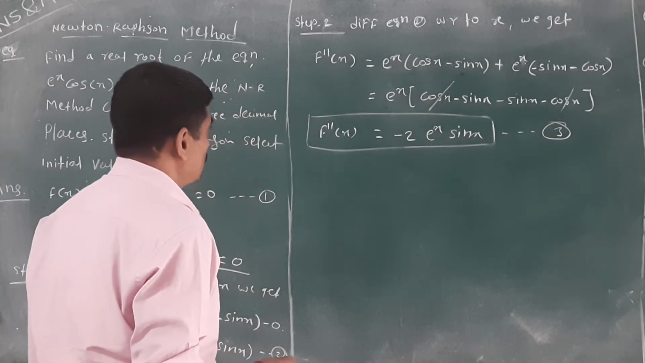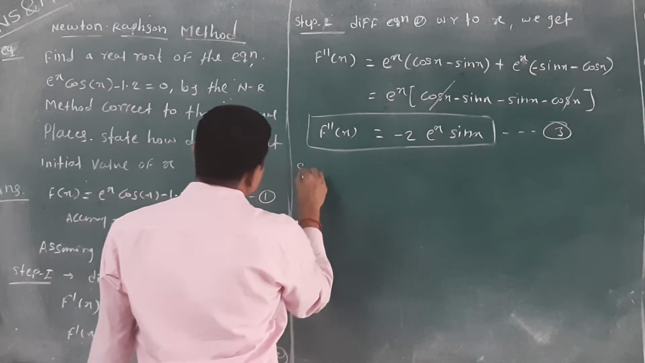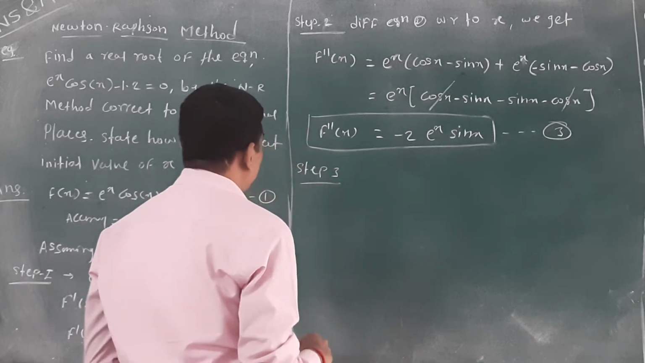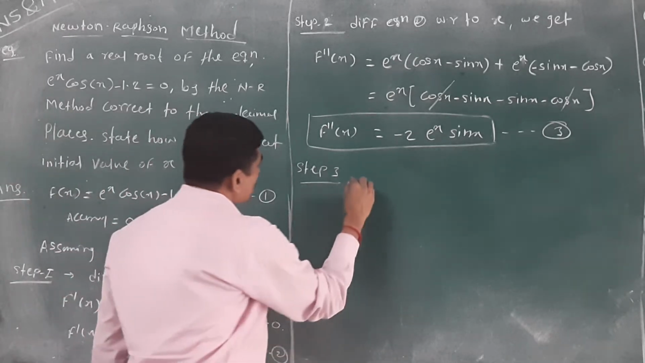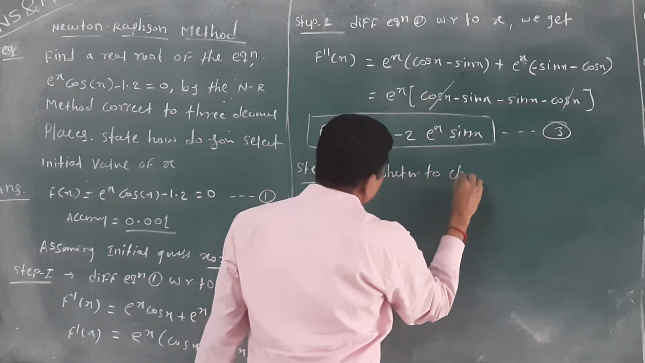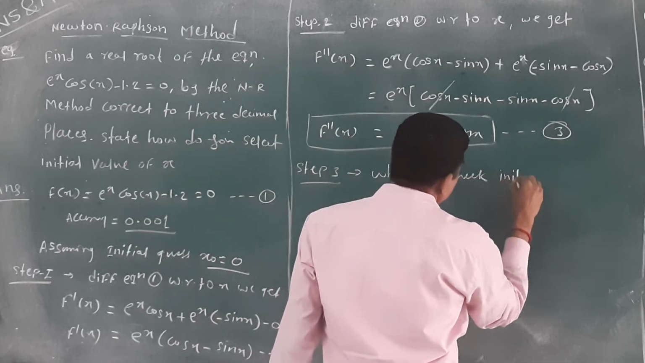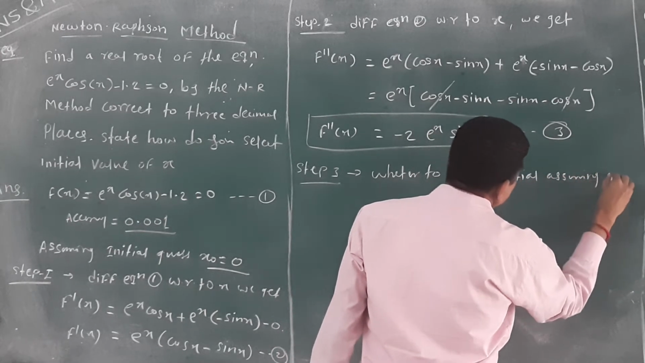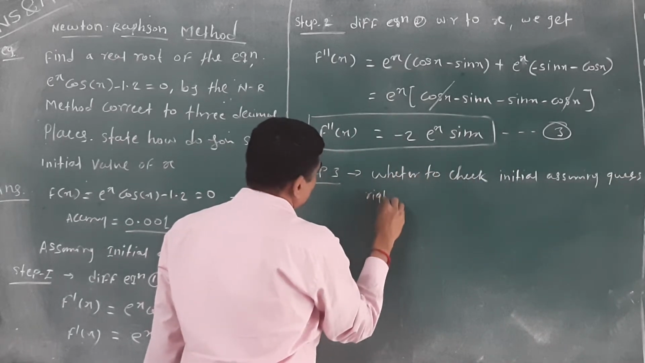Once you have got equation number 3, then next is step number 3. Step number 3: check whether the initial assumed guess is right or wrong.